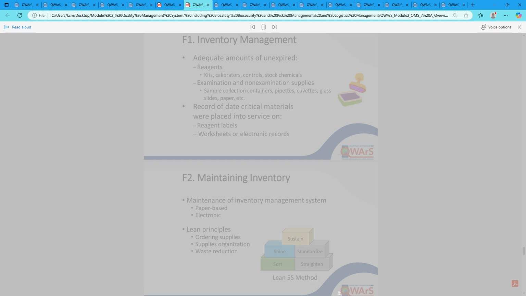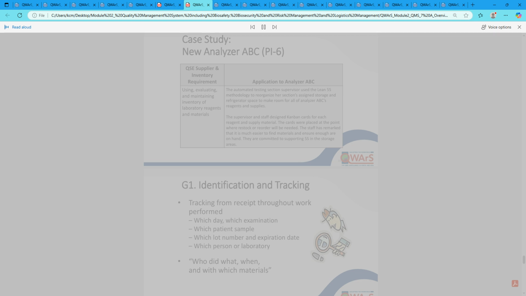Case study, new analyzer ABC, PI 6. QC supplier and inventory requirement application to analyzer ABC: using, evaluating, and maintaining inventory of laboratory reagents and materials. The automated testing section supervisor used the Lean 5S methodology to reorganize her section's assigned storage and refrigerator space to make room for all of analyzer ABC's reagents and supplies.